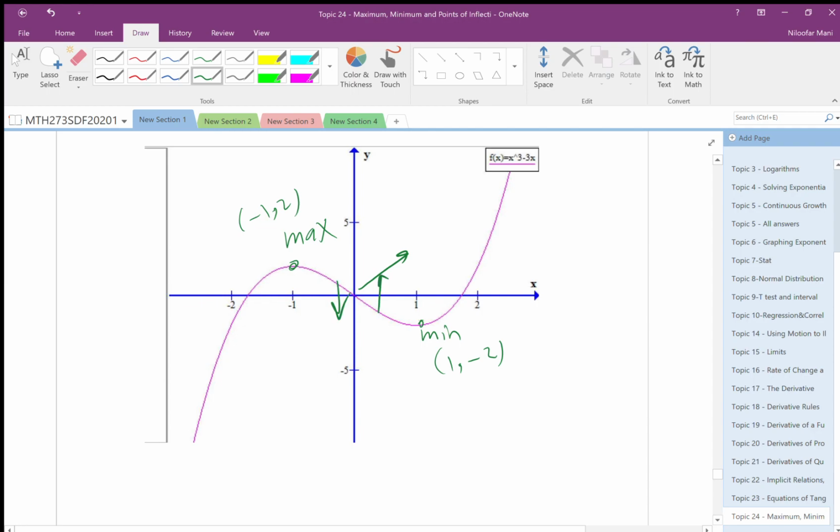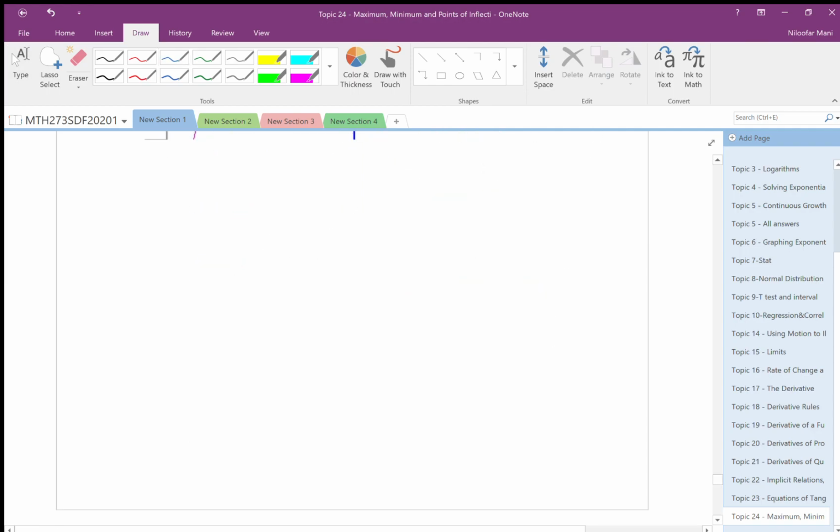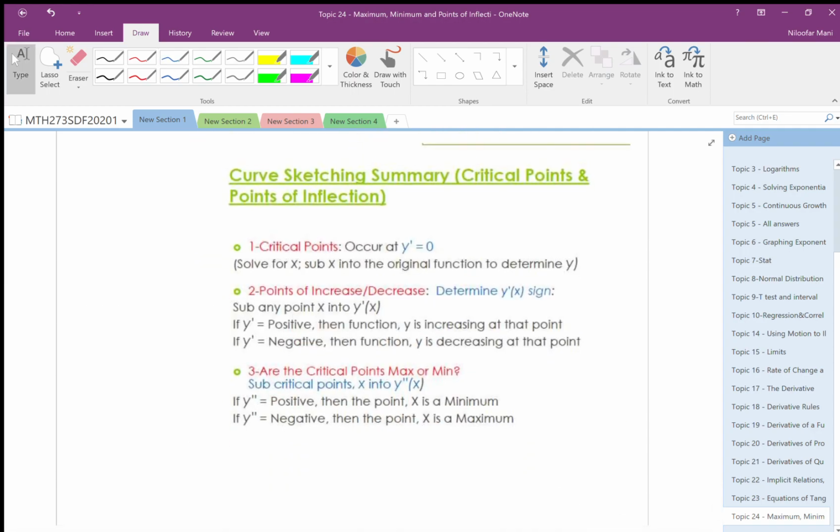Okay? And that was all. Here I can use all this information in order to graph my function. Okay, I want to graph it. I need more information, of course, but here I can use this information. I can find critical points. Critical points help me to find maximum, minimum.